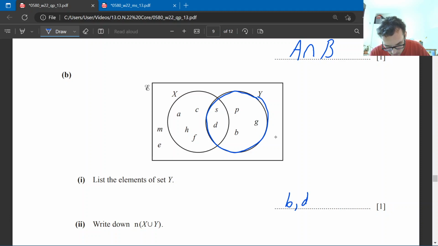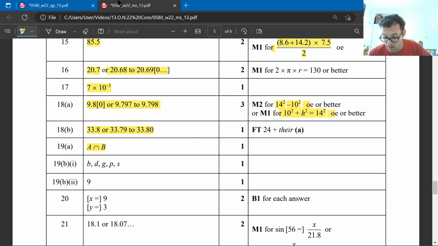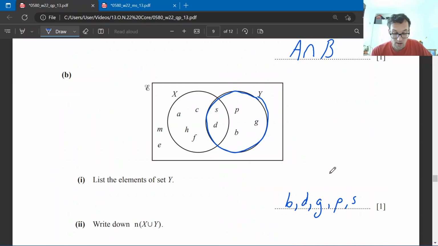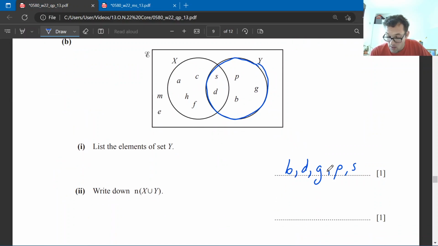Let's try. B, D, G, B, and S. I think it's alphabetically. You don't have to put it alphabetically, okay? B, D, G, P, S in any order, just to make that clear. They just need to be all there. Okay, doesn't have to be alphabetical.